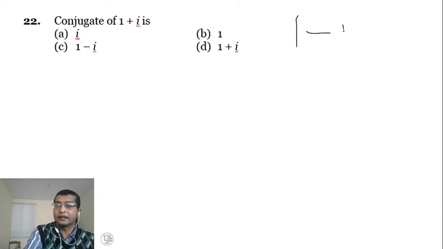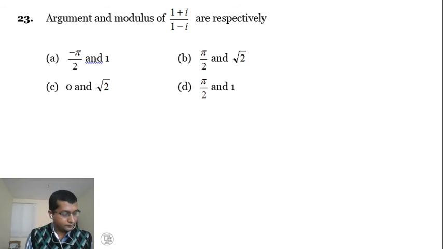Changing the sign, we get minus i, so 1 minus i it is. So option C is the right answer. Right, so we'll move to the next example.